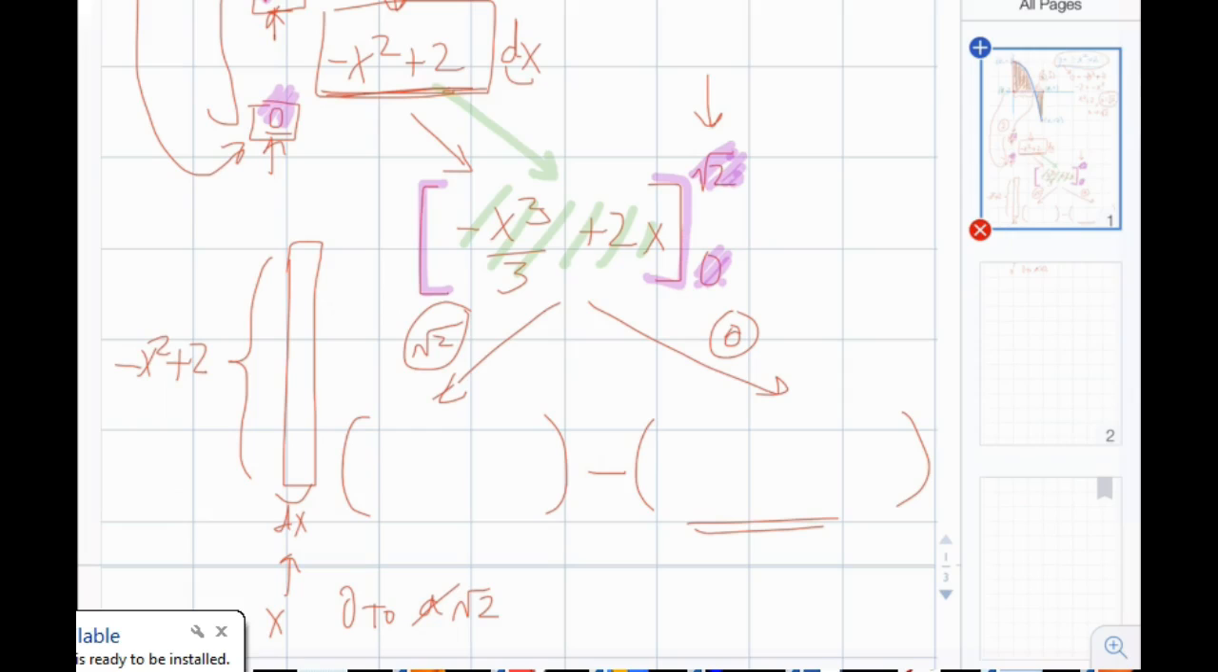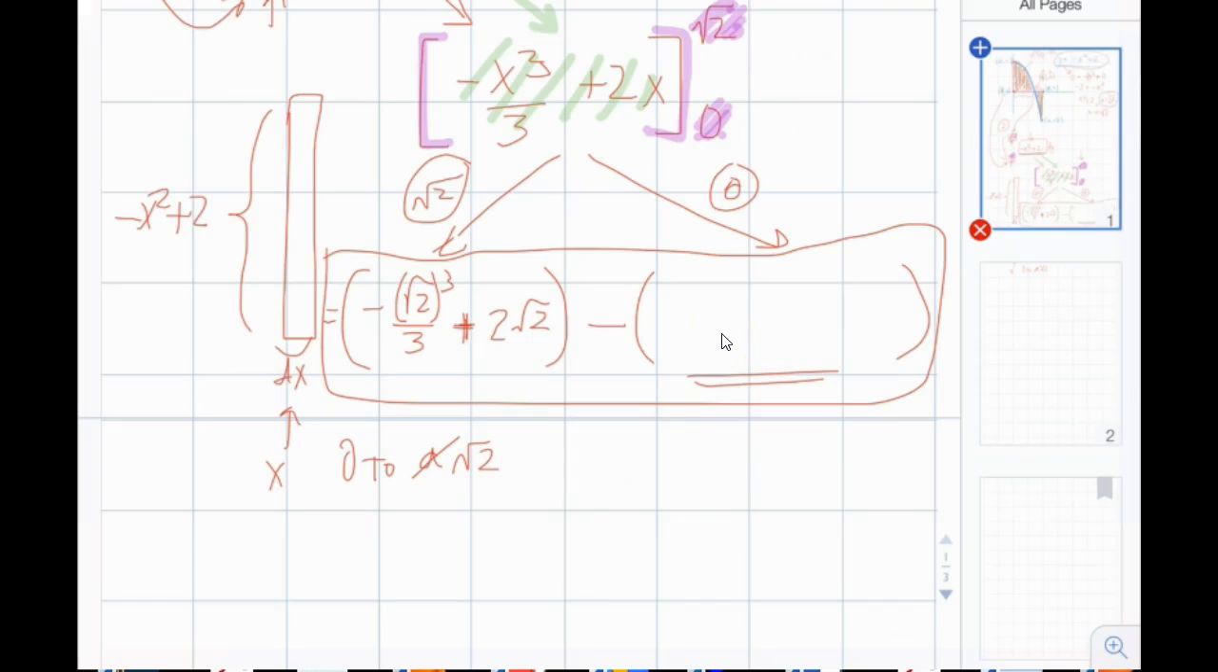So we're going to put the square root of 2 in there. So we're going to put negative the square root of 2 cubed, over 3, and the negative is outside the cubed. I'm not going to explain that now. Hopefully you understand what that means, but if you don't, talk to me. And then when you put 0 in, you're going to get 0 cubed divided by 3, negative, which is just 0, and then you're going to have plus 2 times 0, which is just 0 also. So the second term is just 0.